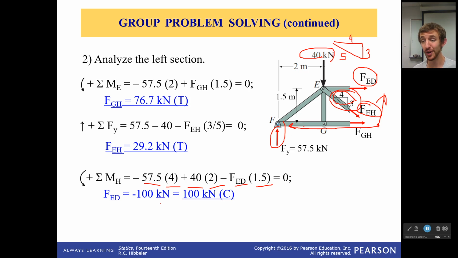Okay, with that, we solved the problem. It's honestly not that hard. I mean, if you get used to your equilibrium equations, you can solve these pretty quick.